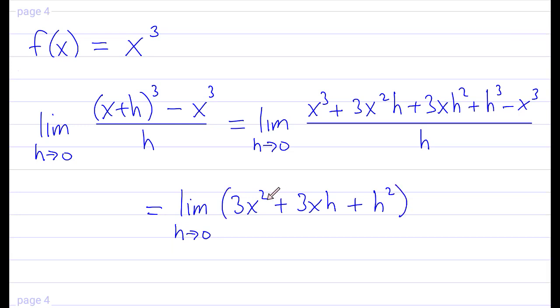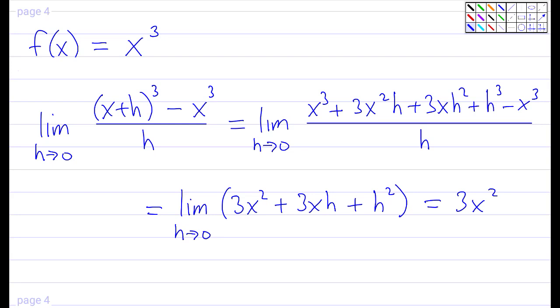Now I can plug in h equals 0. The whole problem here was that I couldn't plug in h equals 0 originally because there was a 0 in the denominator. There's no more 0 in the denominator because this h canceled all the h's in these terms. And I get my answer, 3x squared.